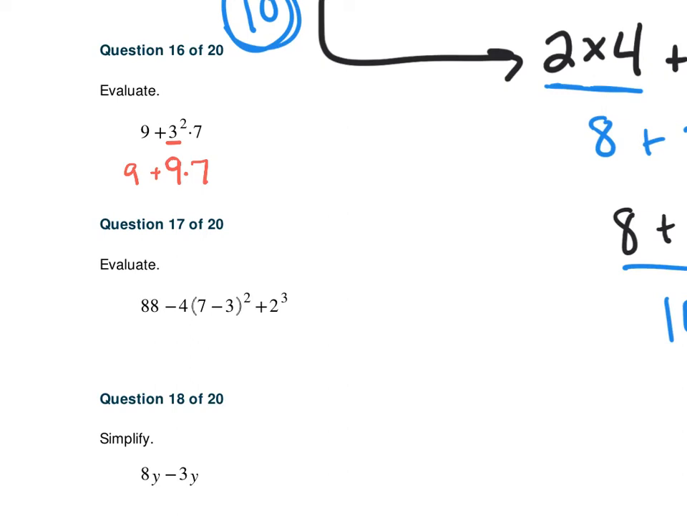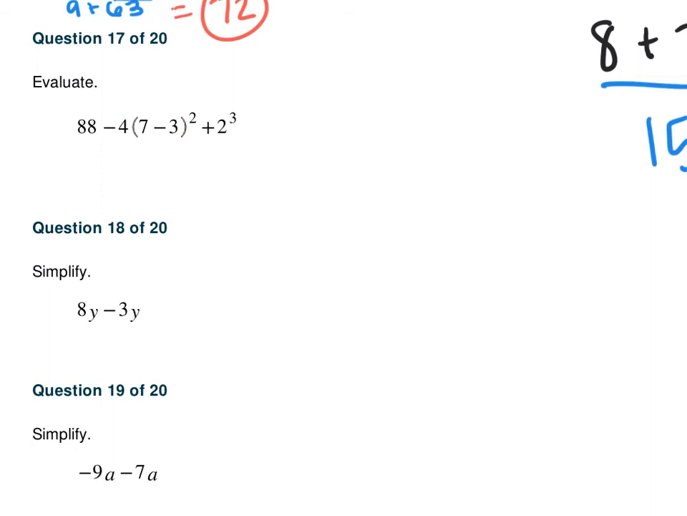I move down. Is there any multiplication or division? Yes, I have multiplication right here. So then I have 9 plus 63, and then I just add 9 and 63 to get 72. So question 16, that answer is 72.